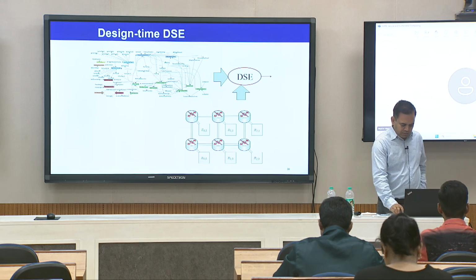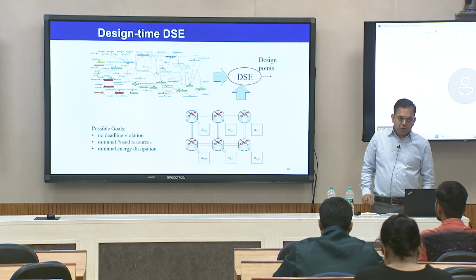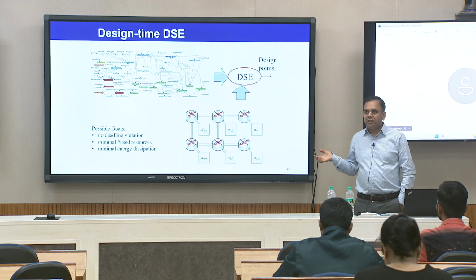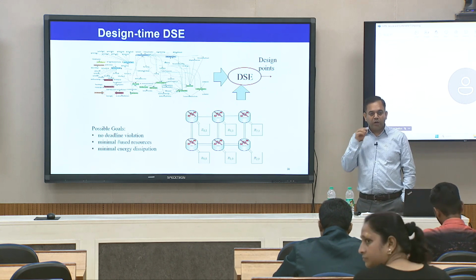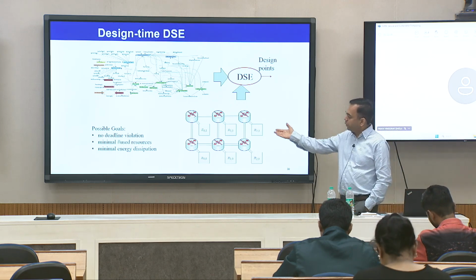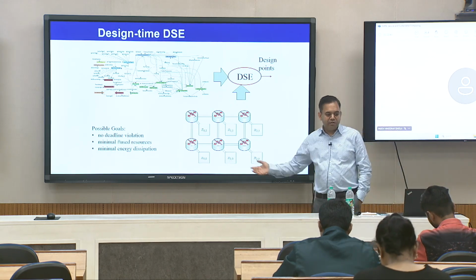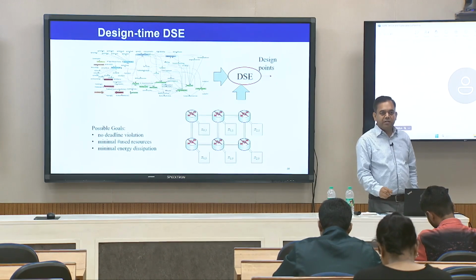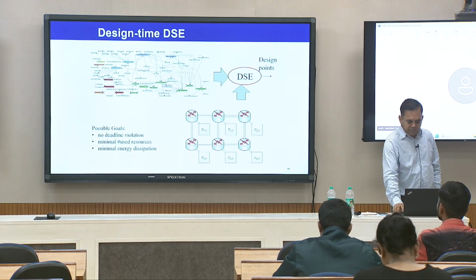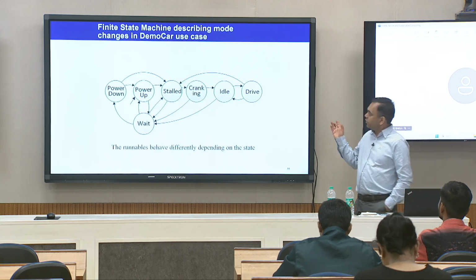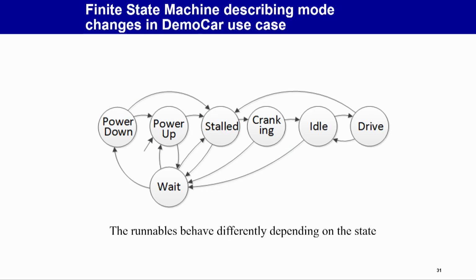So like I said, we are going to look at something called a genetic algorithm to explore the design points, and this could be the goal. For sustainability, we want to minimize energy dissipation. But before we go to that, I wanted to introduce something that typically happens in a car.